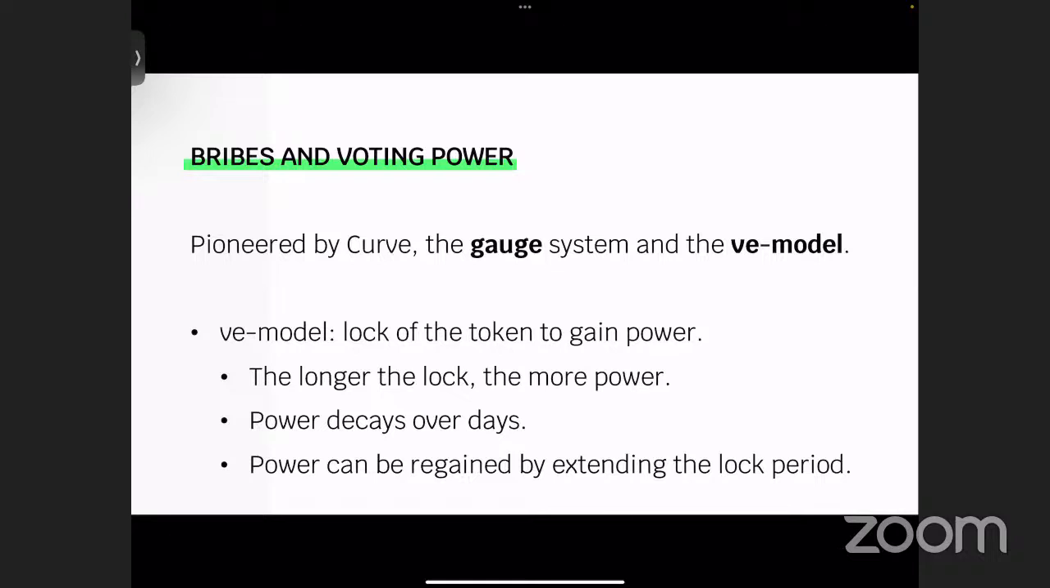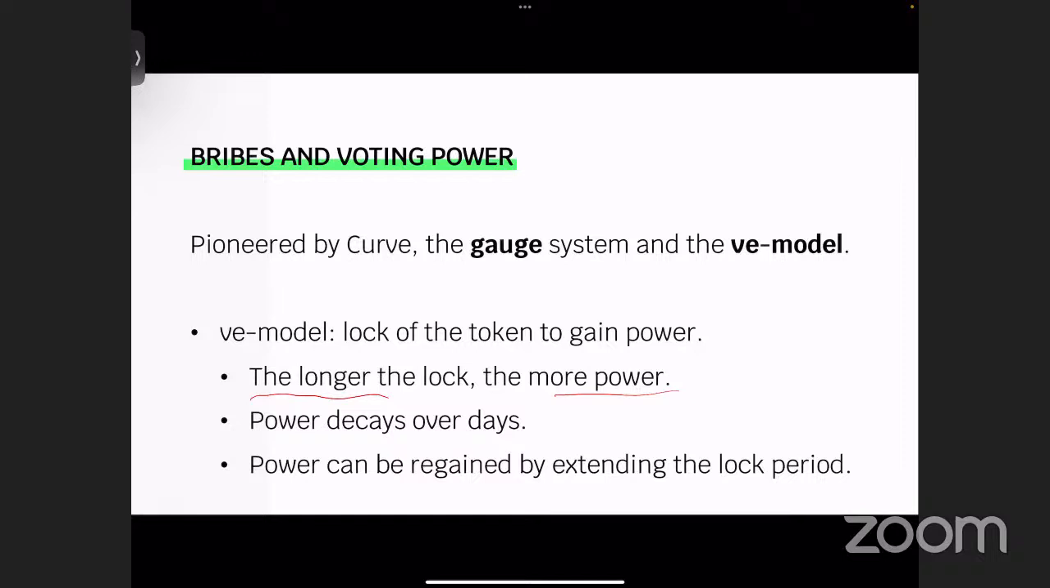The idea of the VE model is you can lock your token for a certain period of time in order to gain power. So in the case of Curve, and most of the projects that are using the same system, you are winning a boost power and a voting power. We are going to define them after, but something that you have to understand, you can decide for how long you lock your token.